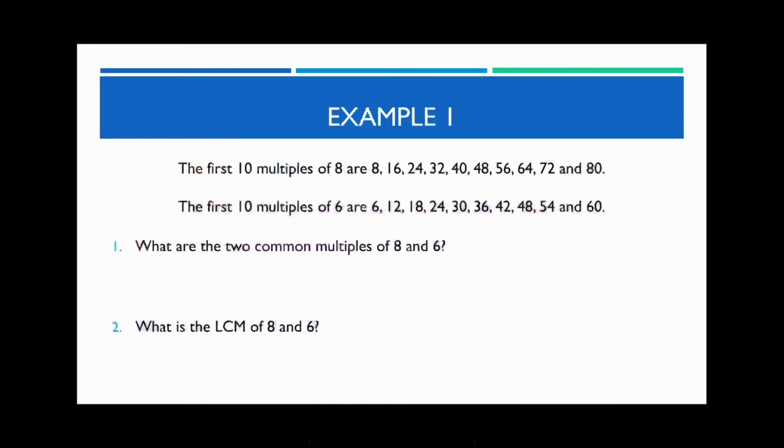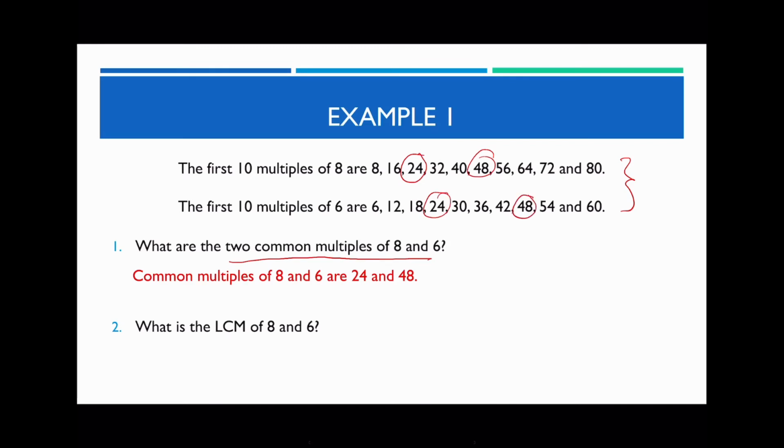Let's look at another example. The first 10 multiples of 8 are 8, 16, 24, 32, 40, 48, 56, 64, 72, and 80. And the first 10 multiples of 6 are listed here. The question wants you to find the 2 common multiples of 8 and 6. So you need to refer back to these 2 lists and find numbers that are the same in both of these data sets. In this case, your answer is going to be 24 and 48, because you can see 24 is over here, 48 is over here, and 24 and 48 are over here. So these are the 2 multiples that are present in both 8 and 6.